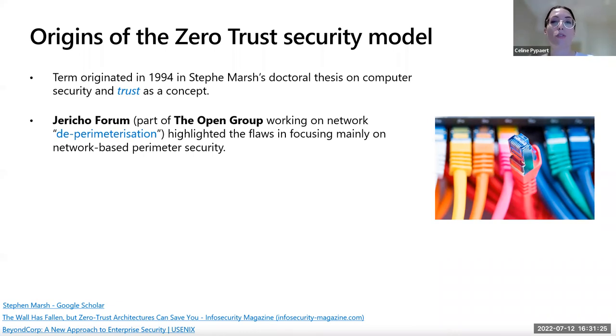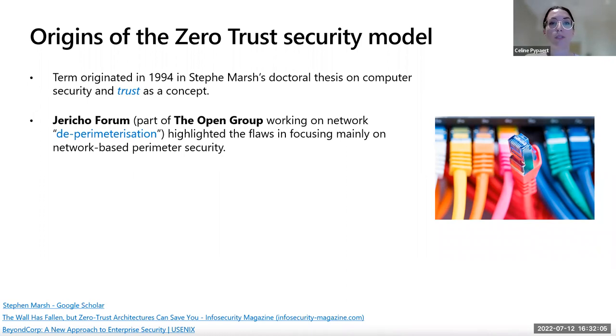Interestingly, it was about trust not only in IT security, but also from a sociological or societal aspect. I don't know if you're aware of the Open Group, but it's a vendor agnostic, open industry group around improving security and coming together to establish security guidance and frameworks. There used to be a part of the Open Group called the Jericho Forum, which opened up at the time to work on something called the deperimeterization of the network.